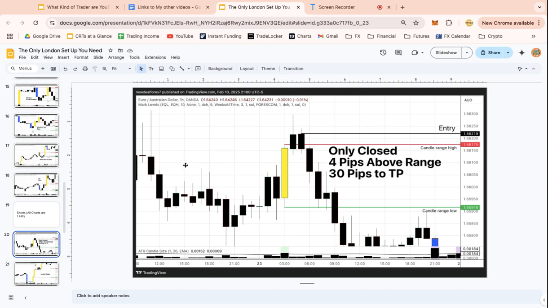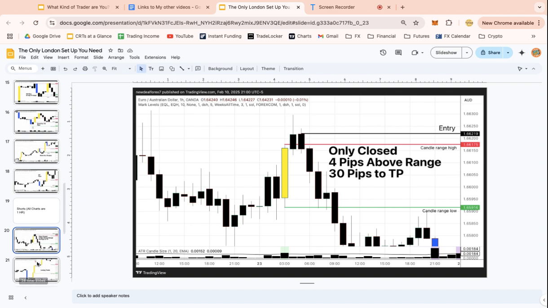Right there. That was good for 30 pips. Okay. As you can see, this close here was only 4 pips above the high of this ATR candle. So why not get in? Okay. Tight stop loss above this high. This high is what can't be broken right there. As long as that's in shape, you're good.